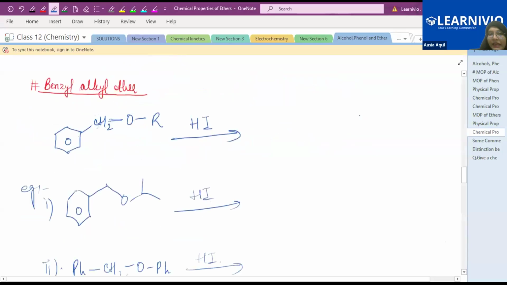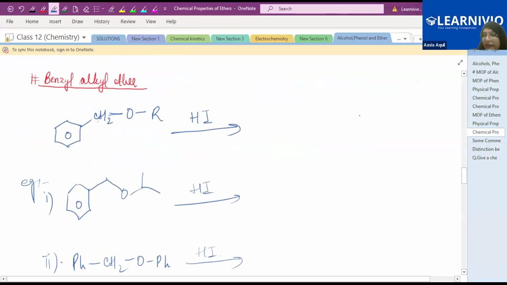Okay, next is your benzyl alkyl ether. Now here, see this. You know very well this benzylic carbon is very reactive. This is the benzene ring, and the carbon which is directly attached to the benzene ring is known as the benzylic carbon, and this benzylic carbon is very much reactive. So again, you don't have any options. What you're supposed to do is break the carbon and oxygen bond, so we have to cleave the carbon and oxygen bond.